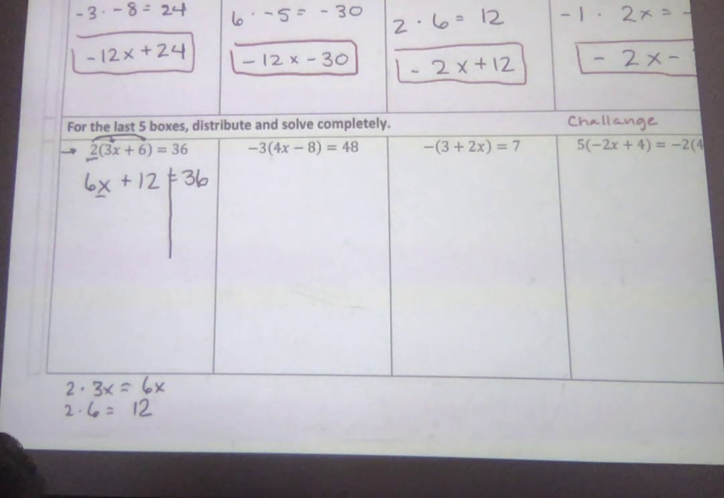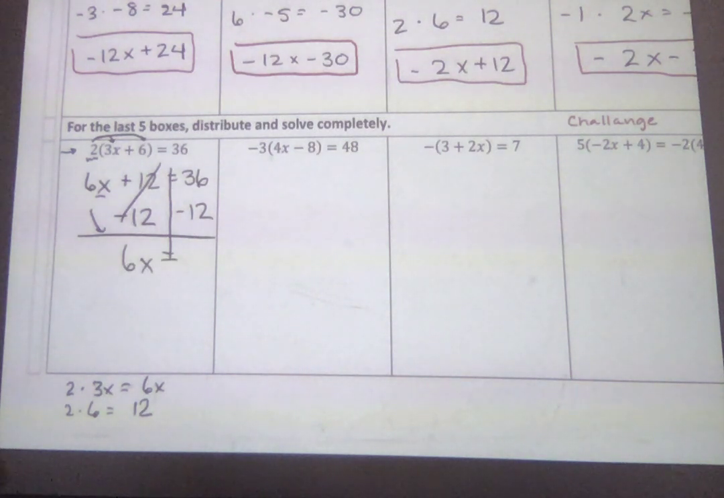So Omar said we need to get rid of this 12. He noticed it was a plus 12. So I need to subtract 12 from both sides to get rid of that 12. I haven't done anything with my 6x, so I'm going to bring that straight down. So I have 6x equals, and we're going to type in 36 minus 12. Go ahead and do that. 24. Omar got 24. So we have 6x equals 24.